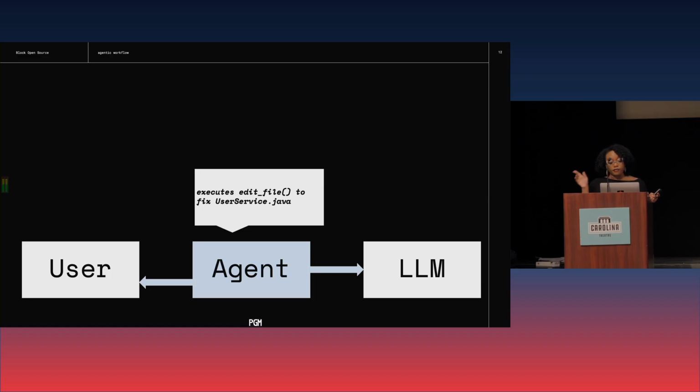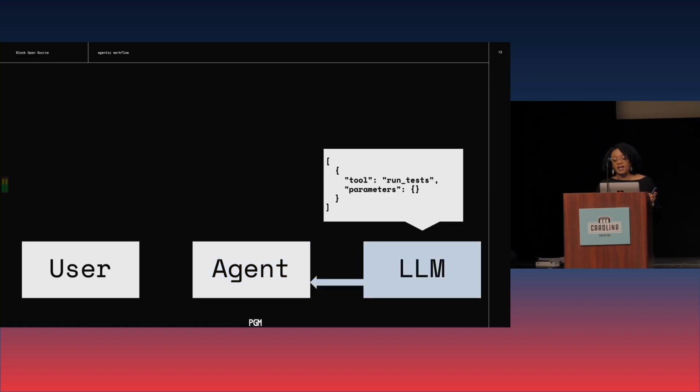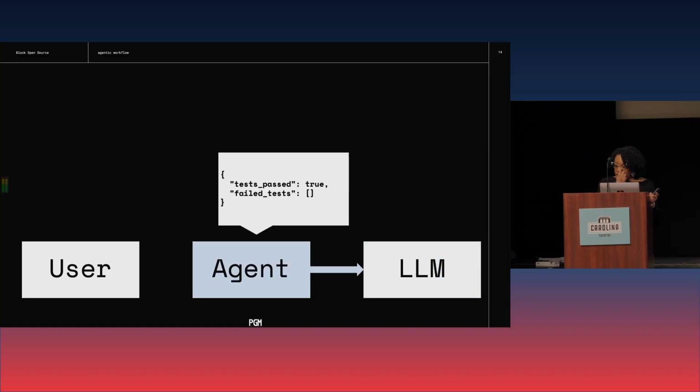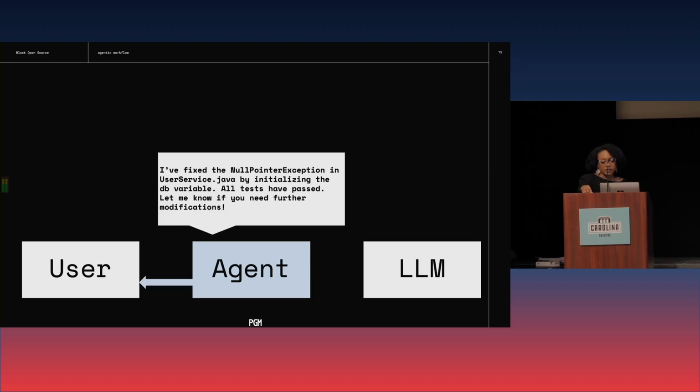It also is going to inform the LLM, and then the LLM determines, okay, this will be a good time to probably run the test to confirm the change. So it tells the agent to execute the run test tool. And the agent does so and then passes the results back to the LLM, who then tells the agent what to tell the user. So this is where you get your, okay, everything's done, anything else you want me to do type of message.